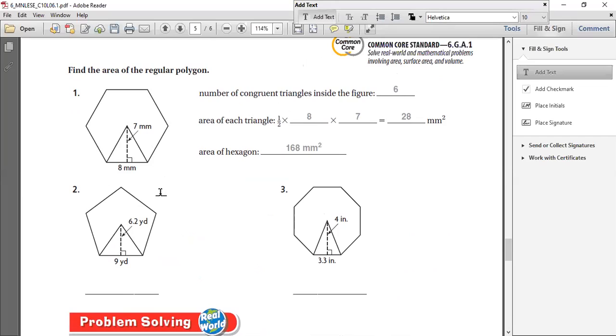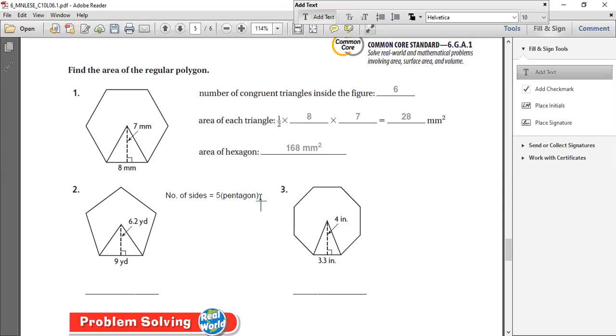So number of sides for this figure is going to be how much? This is 1, 2, 3, 4, 5. So there are 5 sides for this figure. So that's going to be a pentagon. Okay, pentagon.